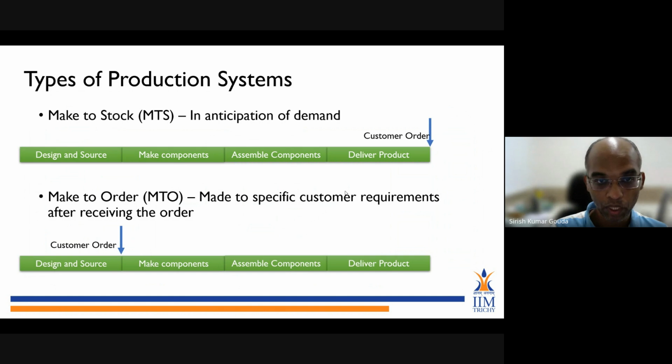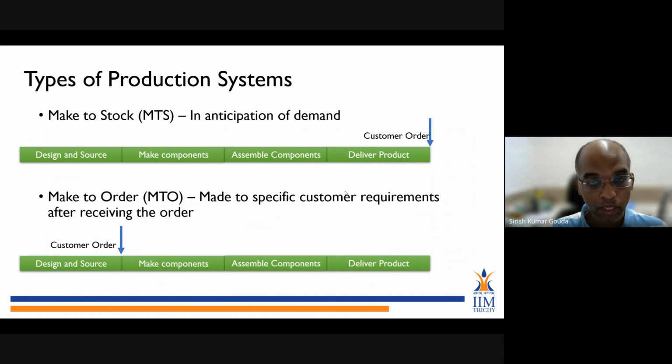As opposed to that, in make to order, the only thing you have done is you know how to design that particular dish because you've kept it on the menu or you've got those instructions from the customer, and you would have already sourced the raw materials. But making the components by cooking them, assembling them in a nice way, plating them, and delivering the product will only happen after the customer places an order. These are the two different types of production systems that we can think of.